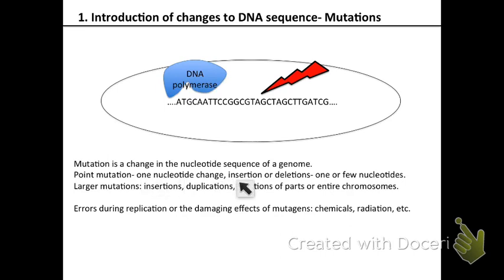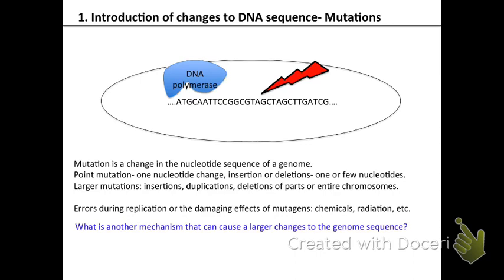We will talk about insertions or deletions. These will be basically one or a few nucleotides. There are also larger mutations in the genome. These can be large insertions and duplications and deletions of parts of chromosomes or whole chromosomes. That's the type of mutations that you usually see in the genome. These are caused by errors during replication or by damaging agents, or mutagens. And these mutagens could be chemicals or radiation or heat, etc.